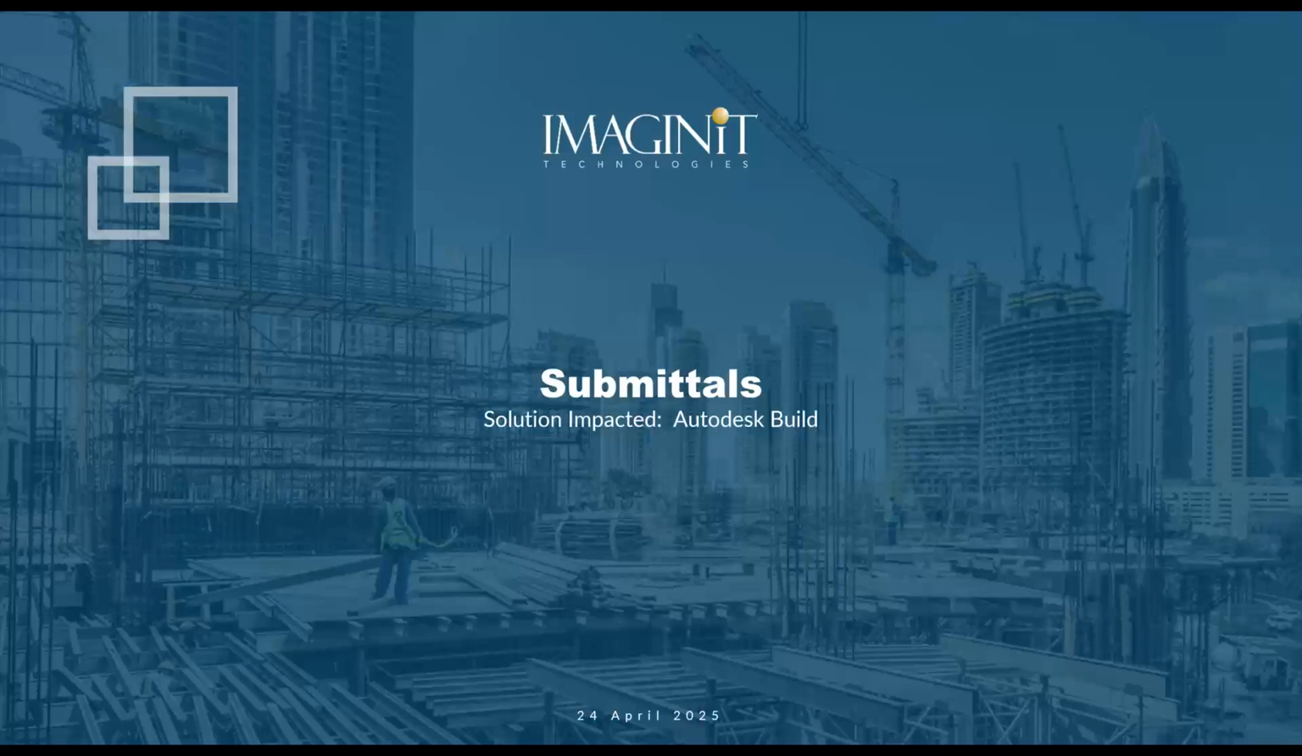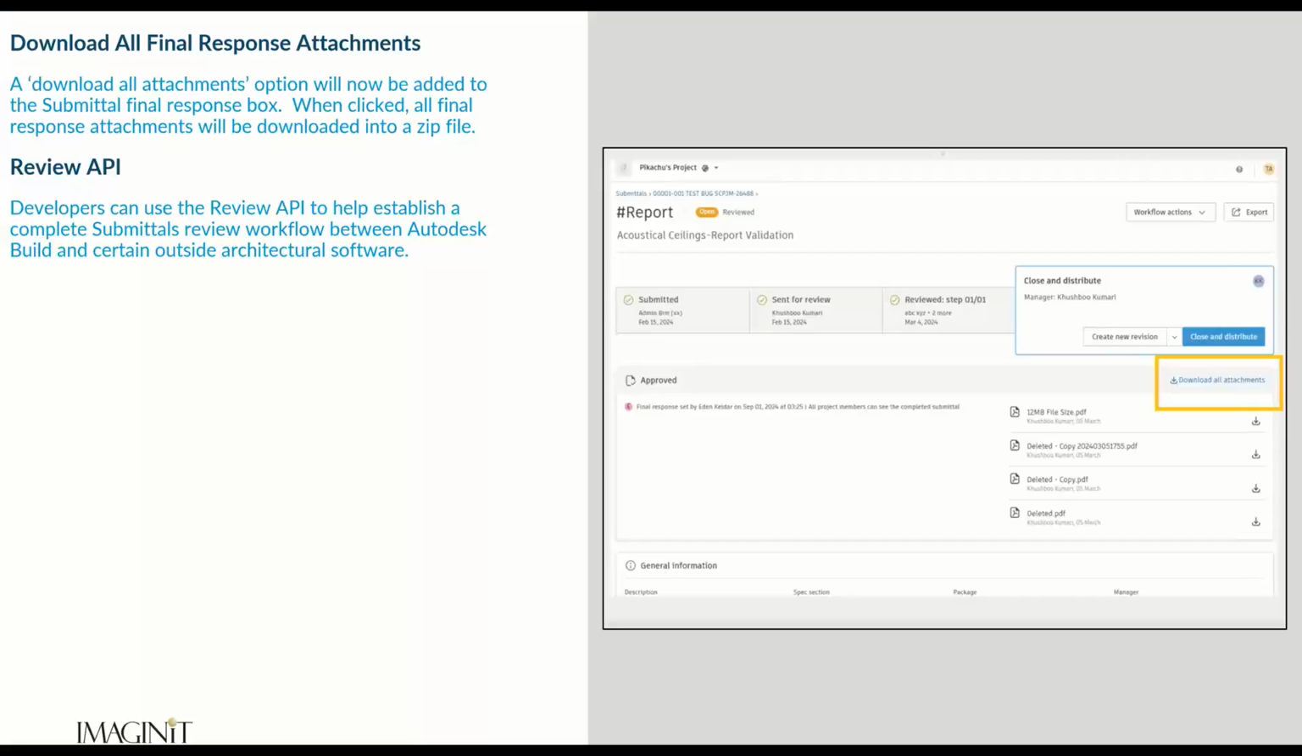All right, next is submittals. That's also going to be affecting Autodesk Build. So now we can download all of our final response attachments inside of submittals. There is a download all attachments option that's now going to appear for you that you can see on the screen there. When you click that, all the final response attachments are going to be downloaded for you into a zip file onto your computer that you can then share with whoever you need to and store where you need to.